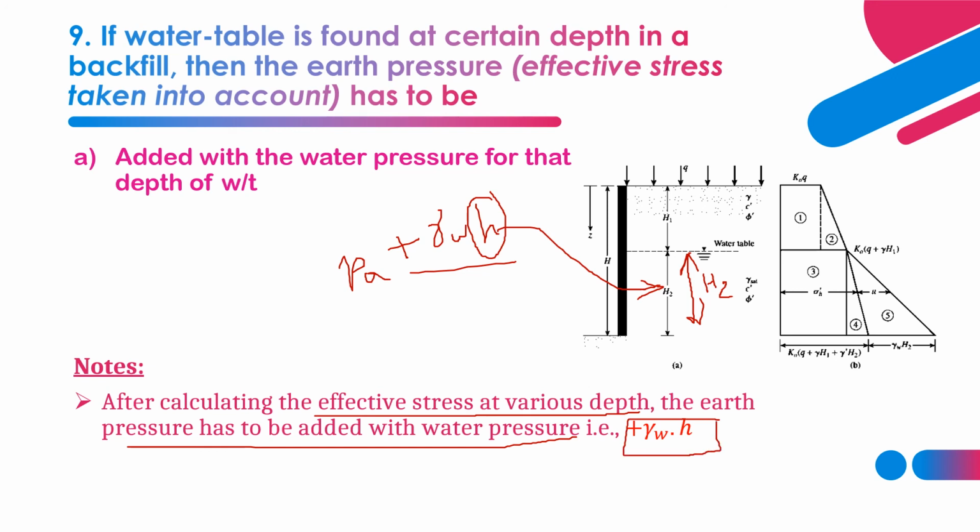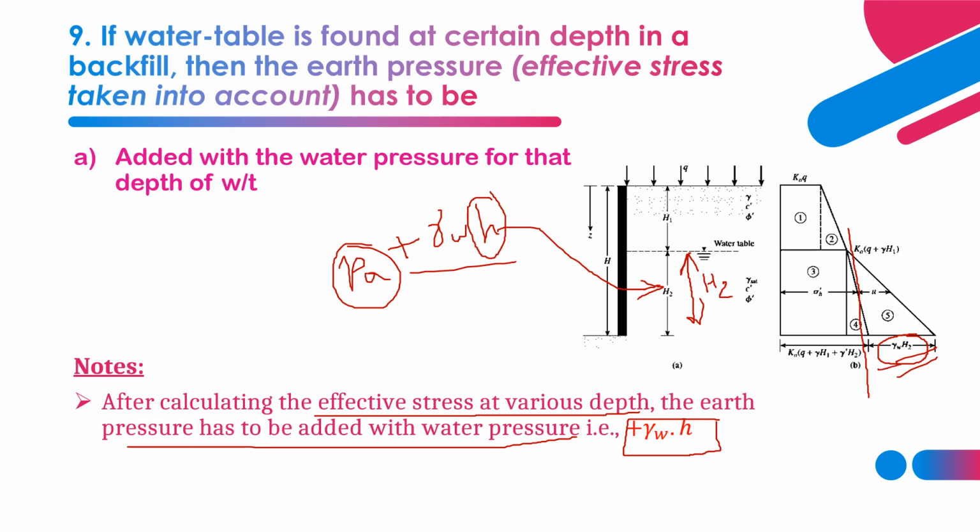Now we shall move on to the next question. But before moving to that, we shall see in this diagram also. Here you can see gamma WH2. So up to this point, the active earth pressure is calculated, that is PA value, and after that gamma WH2 has to be added. So this is the basic concept here, or the thing behind it.